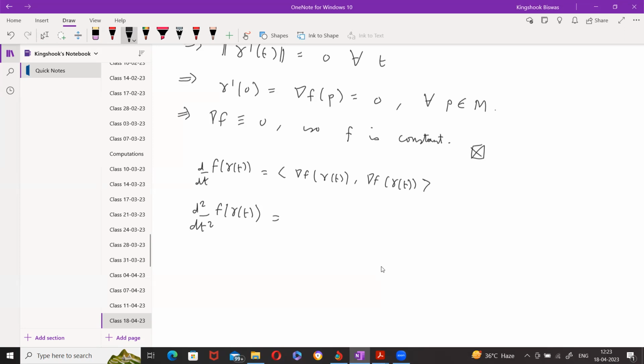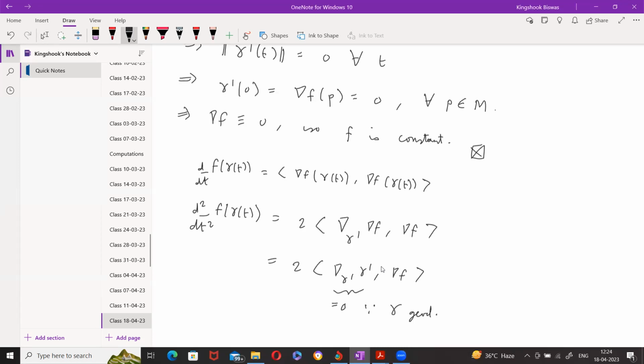So this will be twice the inner product of nabla sub gamma prime of grad f with gamma prime. And nabla sub gamma prime of grad f, grad f is again gamma prime. So this is nabla sub gamma prime of gamma prime, grad f, and this is 0 because gamma is a geodesic. That's what you're saying, right? So that means the second derivative is 0.